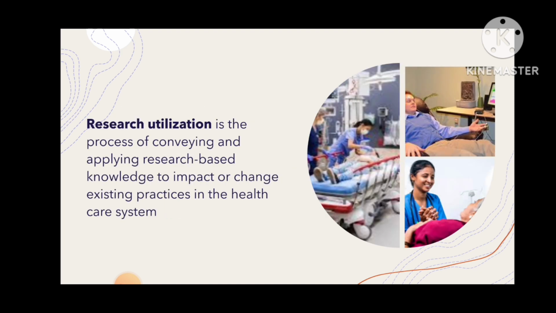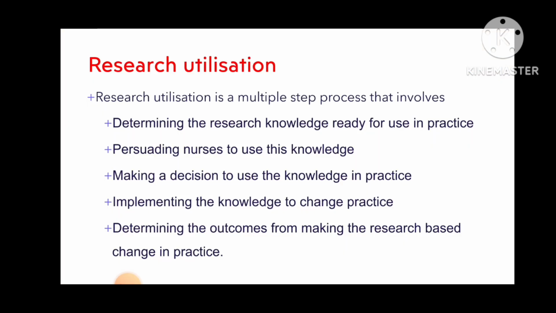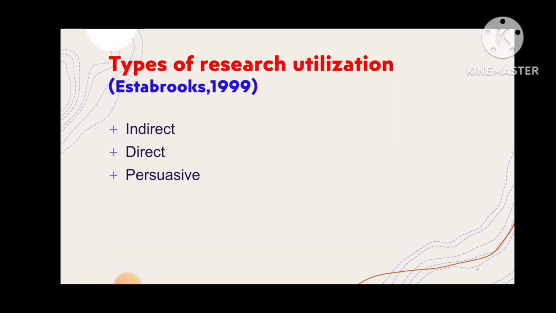Research utilization is the process of conveying and applying research-based knowledge to impact or change existing practices in the healthcare system. It is a multiple-step process. First, you have to determine the research knowledge that is ready for use in practice. Then you have to persuade the nurses to use this knowledge, make a decision to use it, and implement it to change practice. And at last, you have to determine the outcome of making the research-based change in practice.